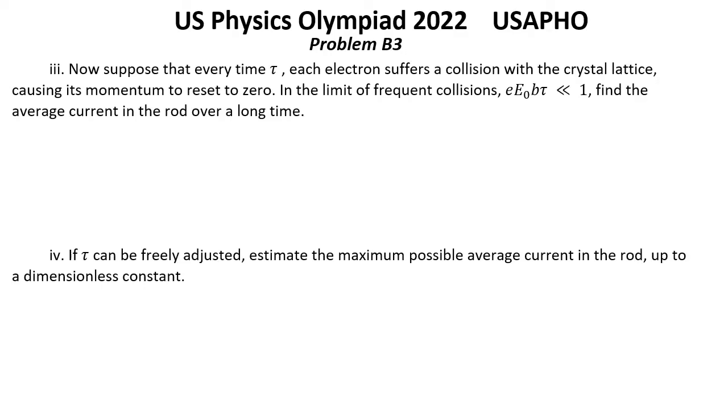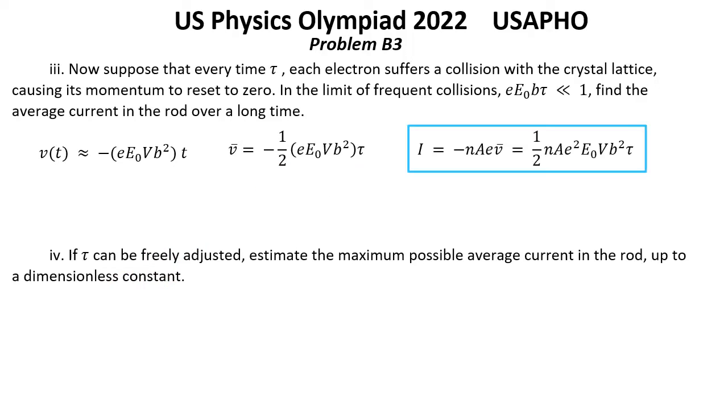Solution. For small times, the velocity is approximately this one, where we applied the small angle approximation to the result of part B1. Thus, if collisions happen every time tau, the average velocity is this one. Therefore, the average current is this expression. The plus sign makes sense since it means the current flows parallel to the applied field. That was the solution for the third one.